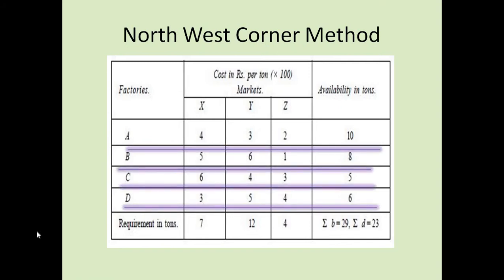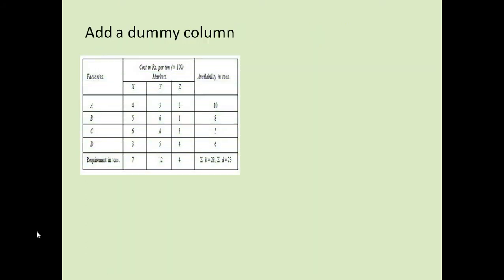Okay, so the number of rows here is 4 and the number of columns here is 3. So 3 is less than 4. So the number of columns is less than the number of rows, so we are going to adjust it. How do we adjust it? You're going to add a dummy column in this one.